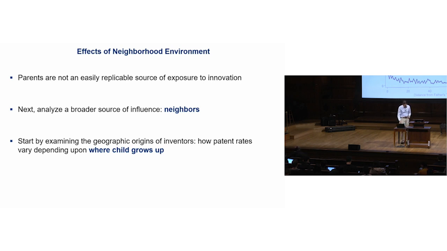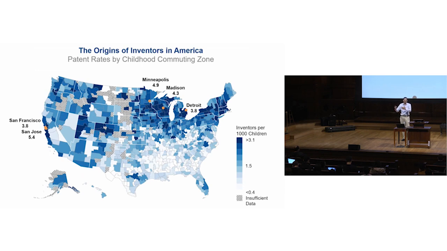Okay. All right. So now, I think that's a useful result for understanding what might be going on. But from a policy point of view, it's not terribly useful in and of itself, because parents are obviously not a very replicable source of exposure to innovation. So it's just going to be a fact that higher income kids are going to be more exposed to innovation through their families. You're not going to be able to change that very easily at a family level, right?